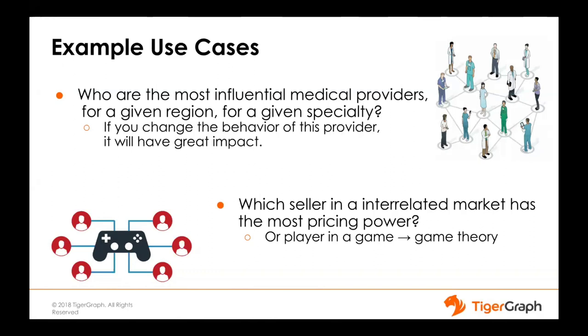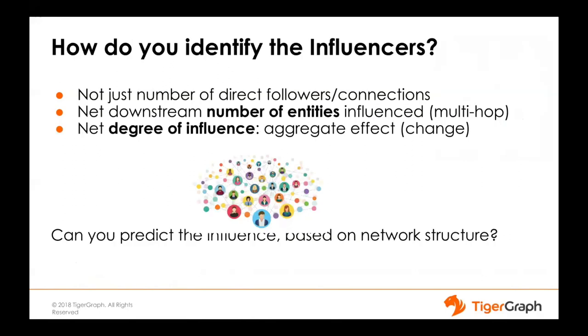One more example: which seller in an interrelated market has the most pricing power or some other power of affecting the market? Or more broadly, understanding your network of players in some sort of game. It might be the game of commerce. It might be government regulation. It could be lots of things. It could be a supply chain. So you're applying some of the principles of game theory as network theory to see how can I have the most influence. So we need a technique to identify those influencers.